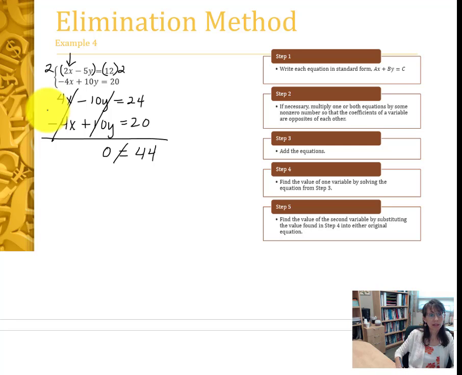No. So when you end up with a statement that is false, that means there are no intersecting points or no points are shared by these two lines. So the only situation that could be is if your lines are parallel to each other. So we have no solution for this example because our lines are parallel.